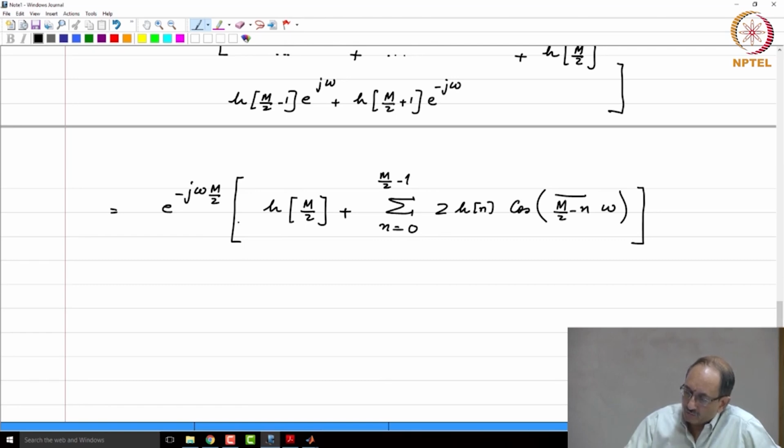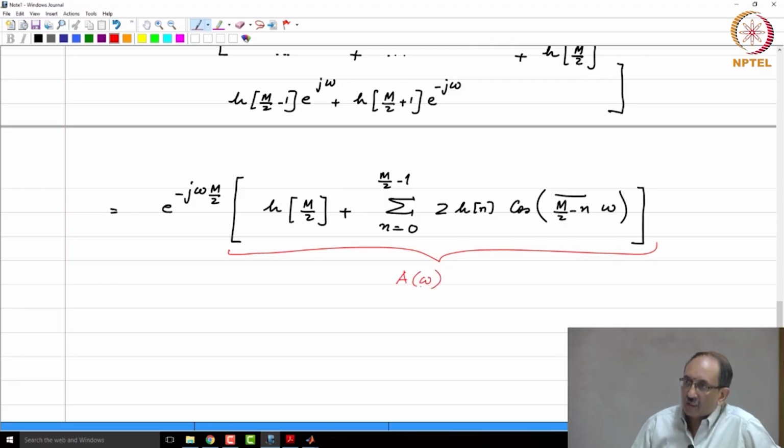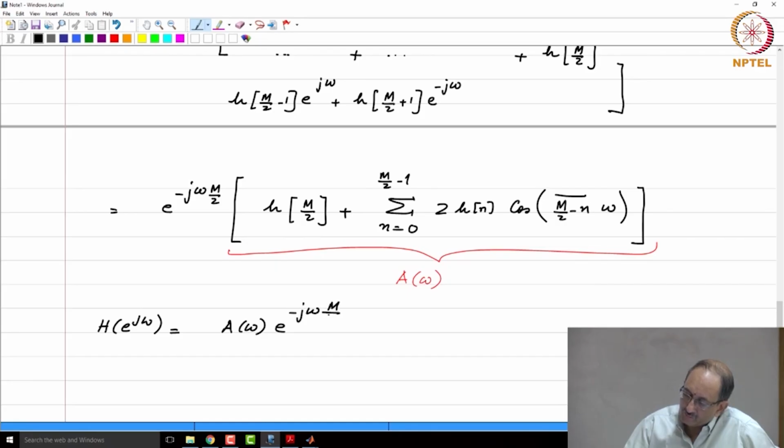And if you see this, this can be thought of as a of omega, because this after all is a real valued quantity, and hence you have h of e to the j omega for type 1 given by a of omega, where a of omega is this quantity I have indicated, times e to the minus j omega m by 2.